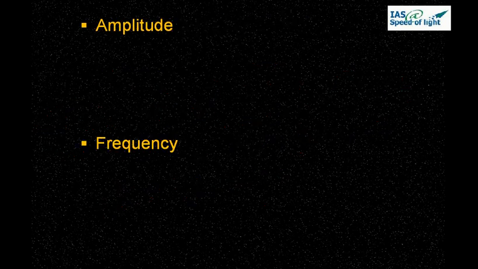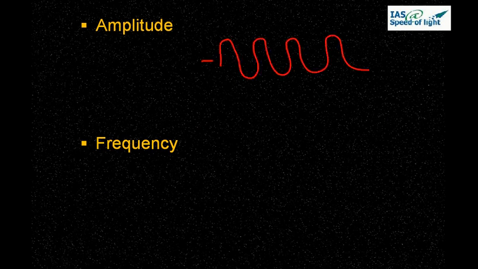Second is amplitude. Amplitude is easy for us. So this is the wave and this is the midline. The distance from the midline to the top of the crest becomes the amplitude.